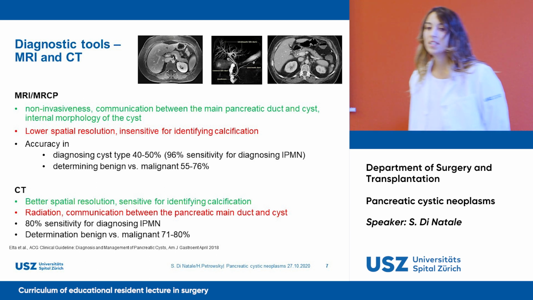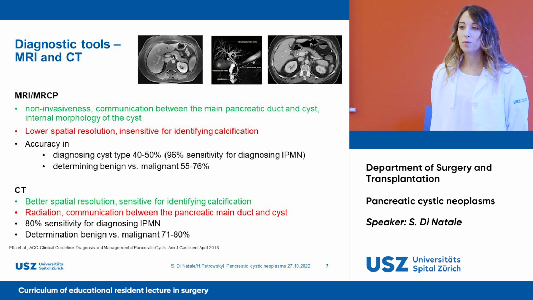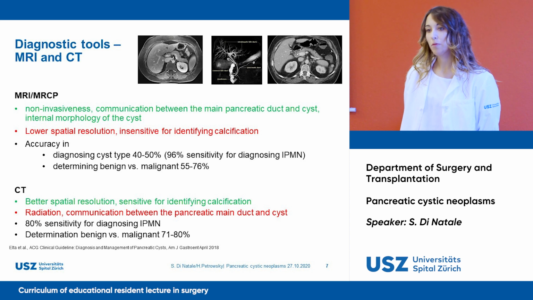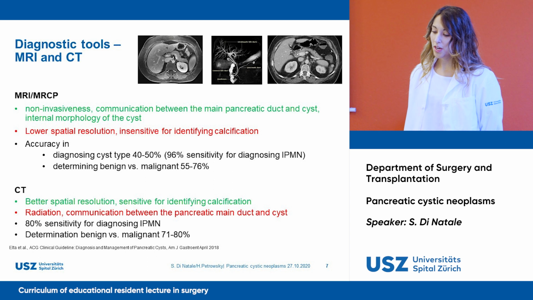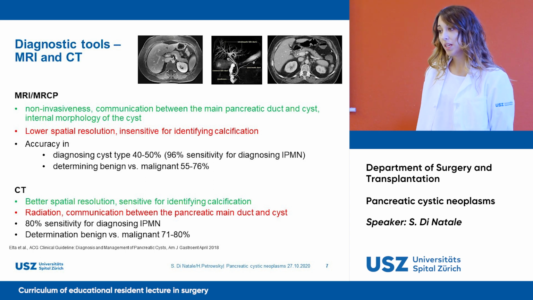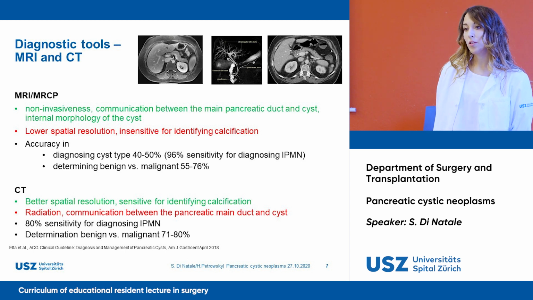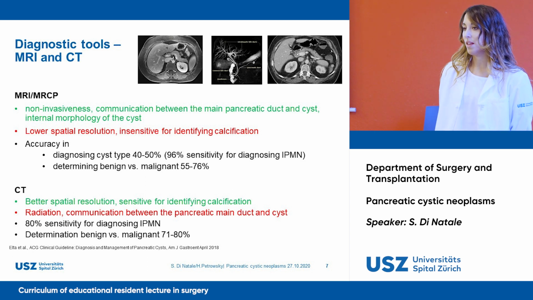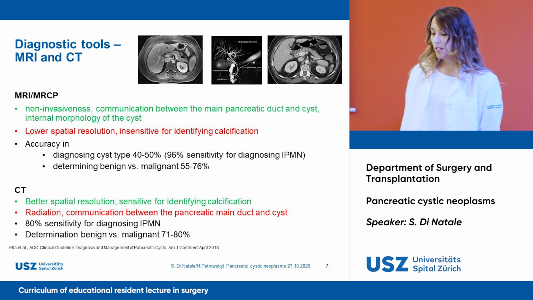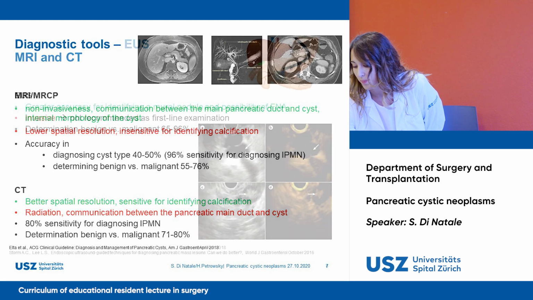Now, comparing the CT to the MRI and MRCP, a better spatial resolution was found, as well as a higher sensitivity for identifying calcifications. Disadvantages are radiation, as well as a lower detection of communication between the main pancreatic duct and the cyst. The CT also has a lower sensitivity for diagnosing IPMN compared to MRI and MRCP. The accuracy in determination of benign from malignant pancreatic cyst was found to be between 71 and 80%.